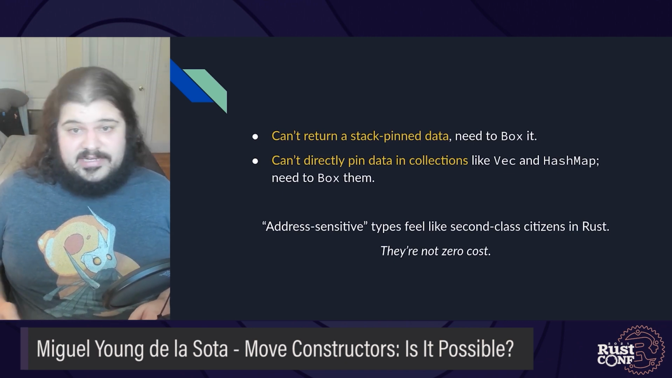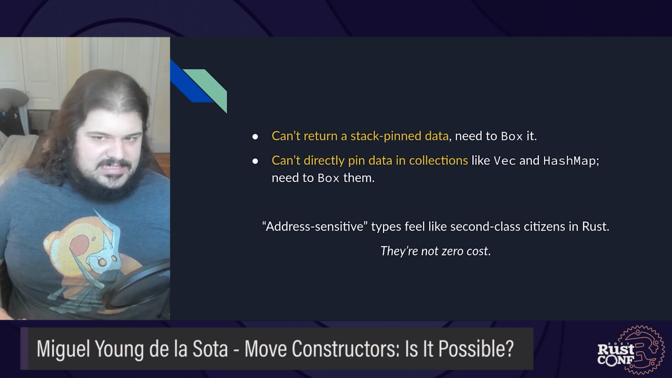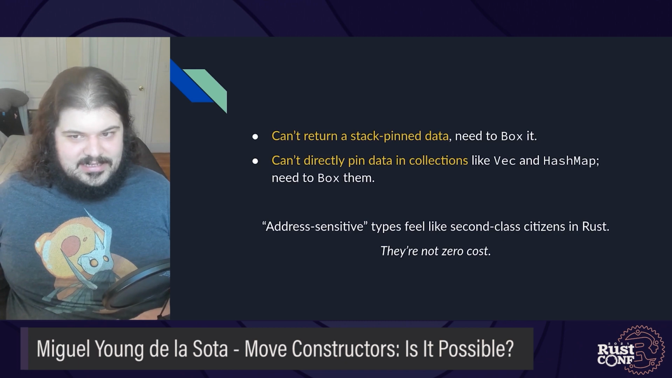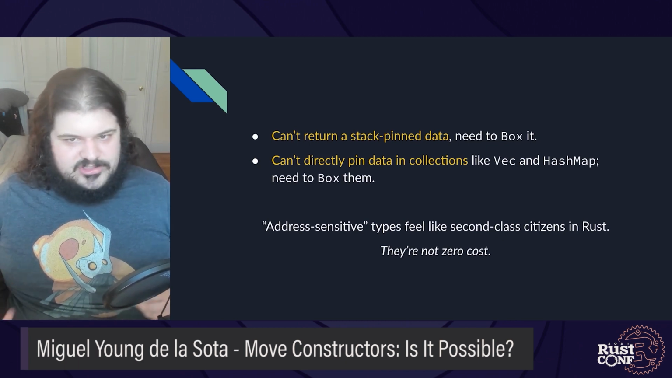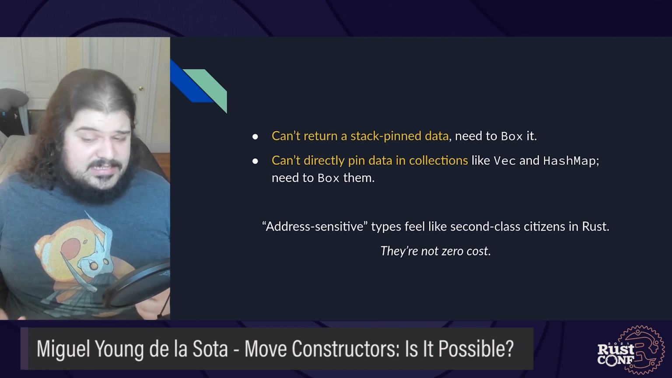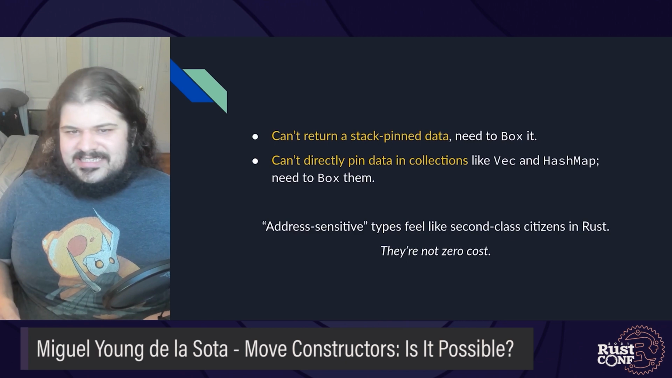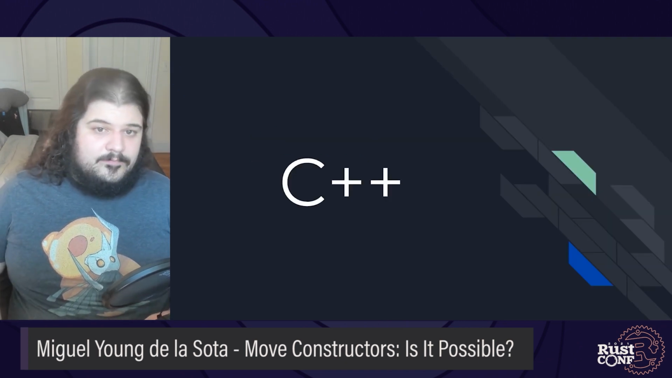We also can't pin data in collections. This is because basically every collection that can resize is going to move things when resizing. When a Vec fills up, it copies everything and treats it as a move. When a HashMap hits its capacity, it needs to do the same thing. Address-sensitive types don't really fit into the language, and using them widely is not free.